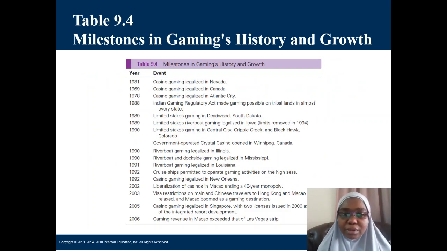So here is a milestone in the gaming industry and its growth, how it has grown so far. Don't forget that I mentioned earlier that it was legalized in 1931. Casino gaming was legalized in Nevada in 1931, and in 1969, it was legalized in Canada. In 1978, it was legalized in Atlantic City, and so on. In 1988, the Indian Gaming Regulatory Act made gaming possible on tribal land in almost every state. That is the milestone, and so on, until 2006, when the gaming revenue in Macau exceeded that of the Las Vegas Strip.